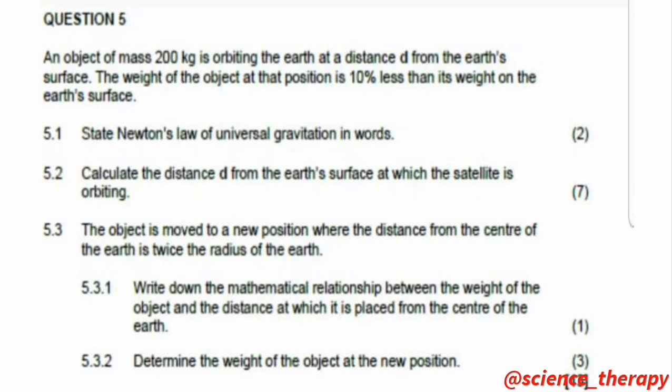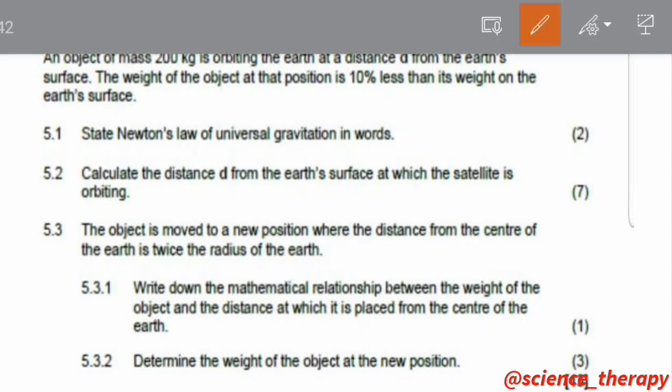Then let's look at 5.2. For 7 marks, we are asked to calculate the distance d from the Earth's surface at which the satellite is orbiting. So no need to worry. Remember, we said 7 marks doesn't tell us about the difficulty of the question. It only means that we need to calculate other values before we can get to the actual value that we are looking for. So for example, here we need to first deal with the fact that they said that the weight of the object at that position is 10% less than its weight on the Earth's surface.